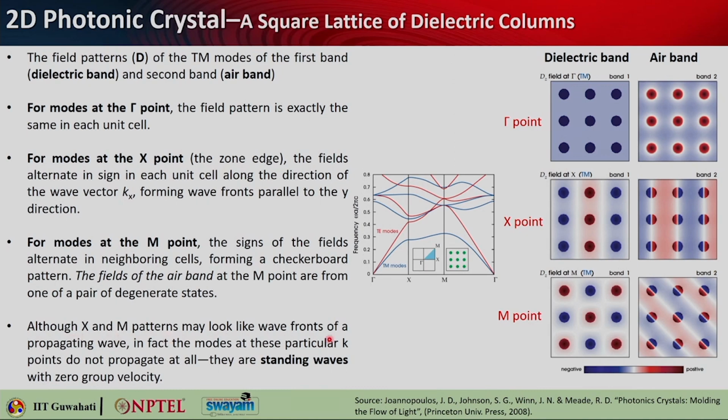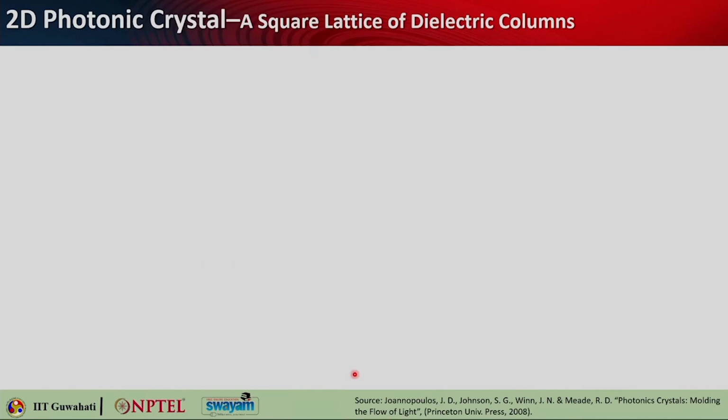Now, although the X and M patterns may look like wave fronts of a propagating wave, they are actually not wave fronts. In fact, these modes at these particular k points do not propagate at all. They are basically standing waves with 0 velocity. That is something you should keep in mind.